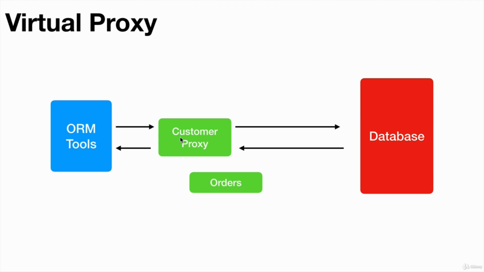Then the order information will be loaded when we try to use that information from the customer. When you say customer.getOrders, at that point the orders will be lazily loaded from the database. So tools like Hibernate can internally create a proxy for our customer class and do this lazy loading on the fly. So the client will get an immediate response with the customer details, and the order details will be fetched later on, improving the performance of our application. So that's virtual proxy.